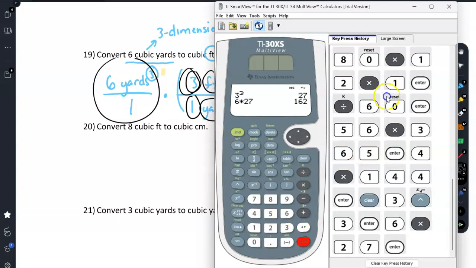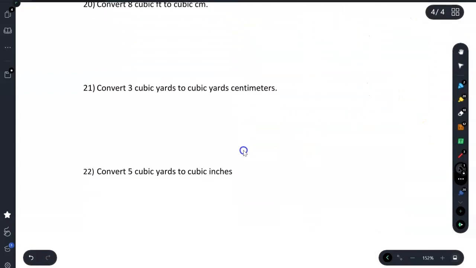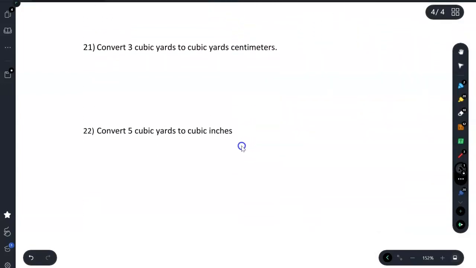Don't want to give you all a wrong answer. 162 feet cubed would be the answer there. All right, so the last one I'm going to do for this assignment is 21.